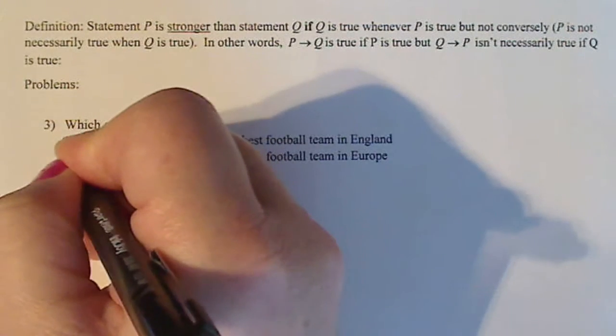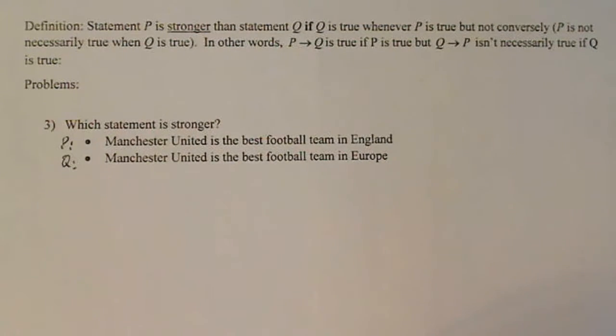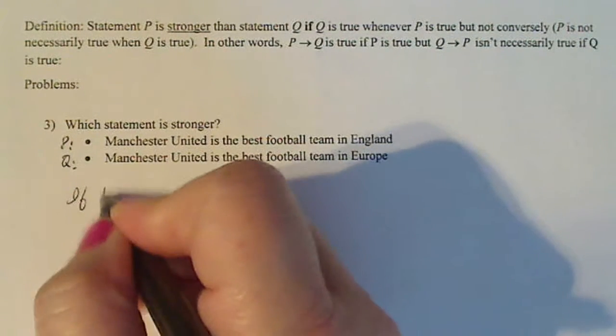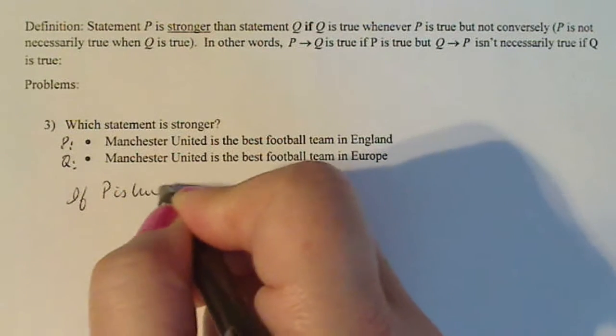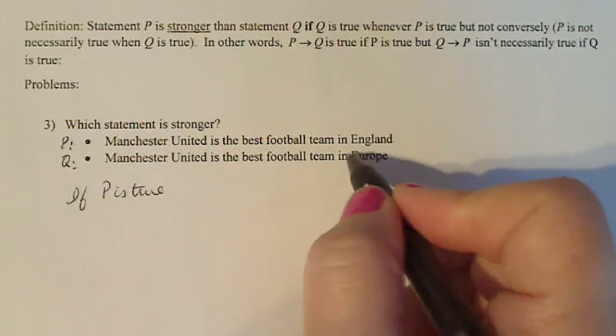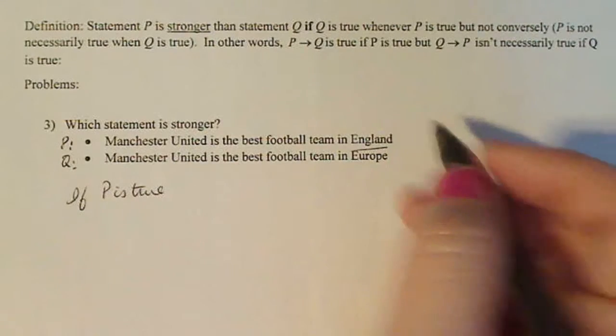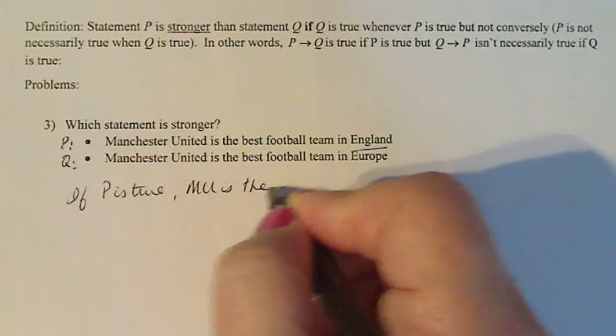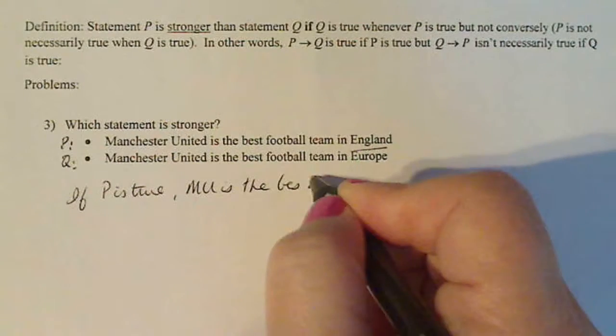Okay, so we're going to use this idea to do these next two problems. I'm going to label these P and Q, and I consider the truth of each one and how that affects the other one. So I'm going to say if P is true, then Manchester United is the best football team in England.